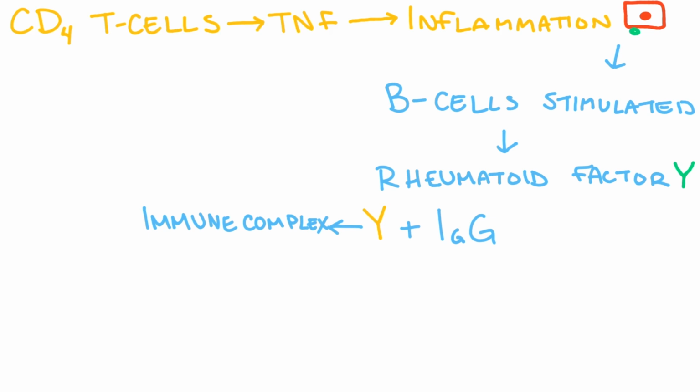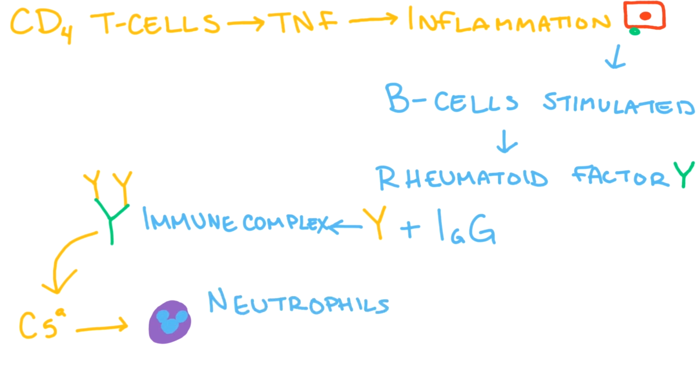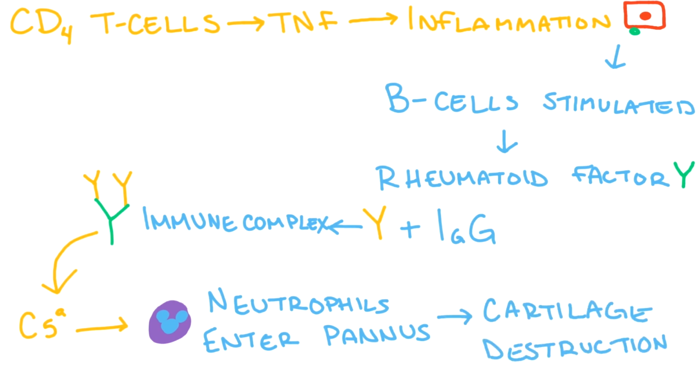Immune complexes activate the complement system to produce C5a, which is a chemotactic agent for neutrophils to enter the joint space where a pannus is formed eventually. A pannus is granulation tissue formed by fibroblasts, which releases cytokines that eventually destroy the cartilage.